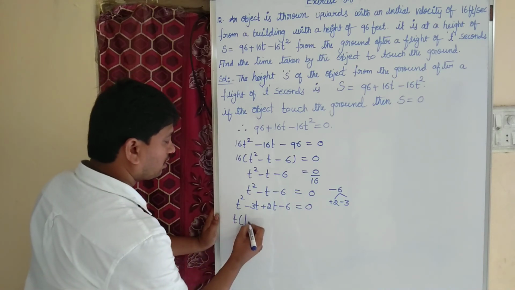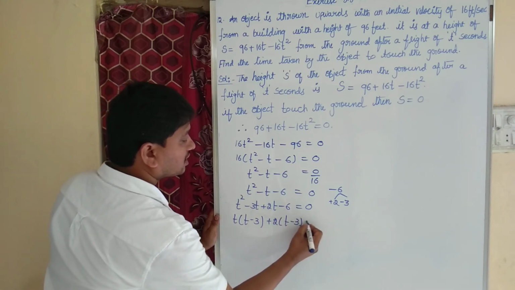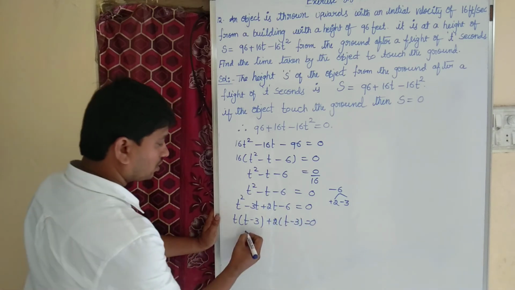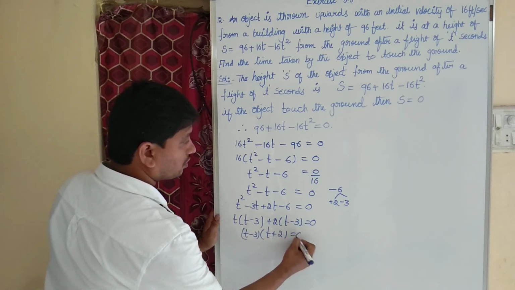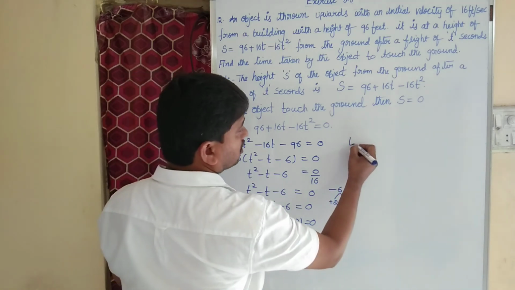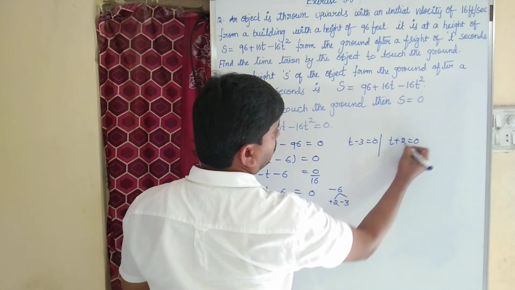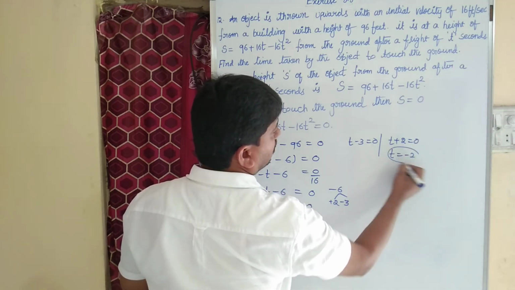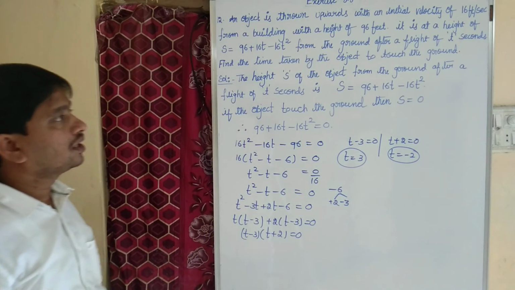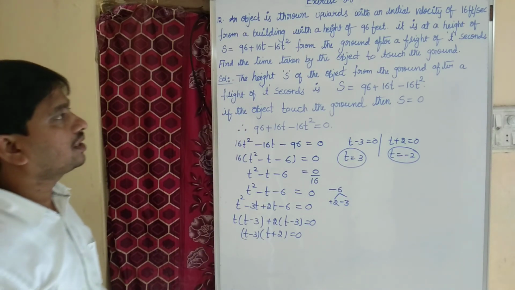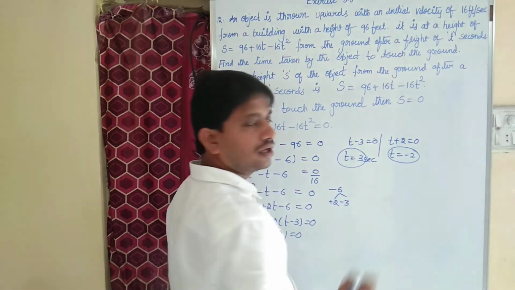If I take t common, I will get t minus 3, and if I take 2 common, again I will get t minus 3 equal to 0. Again if we take t minus 3 as common, I will get t plus 2 equal to 0. So one root is t minus 3 equal to 0, second root is t plus 2 equal to 0. t equal to minus 2, neglect. So t equal to what? t equal to 3. I mean, what is the time taken by the object to touch the ground? After 3 seconds, it reaches the ground, children.